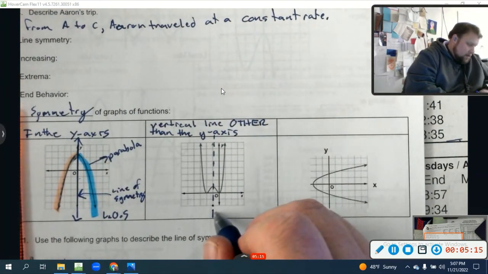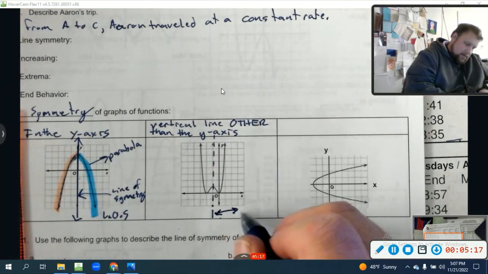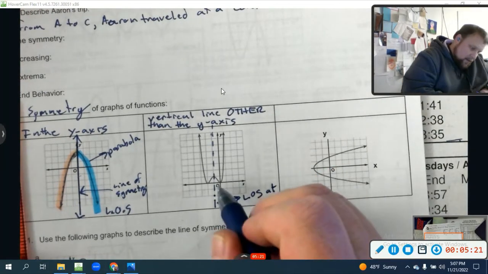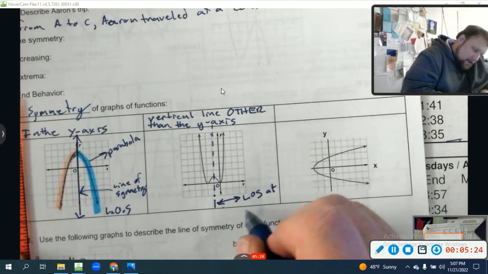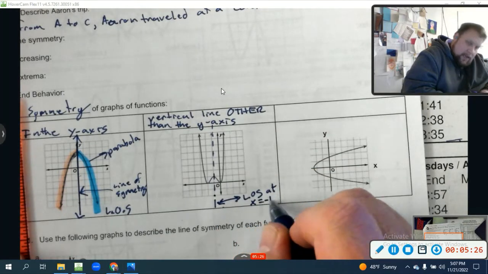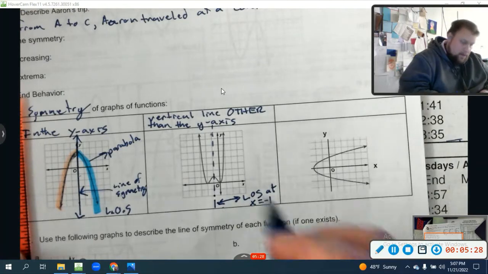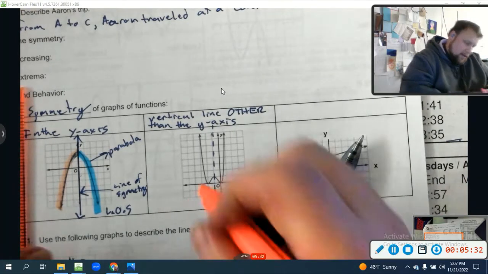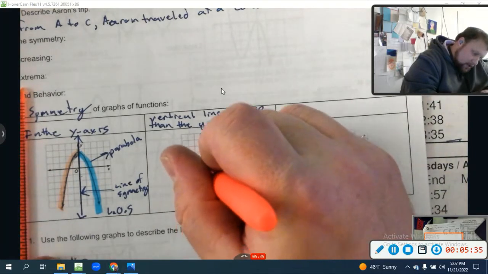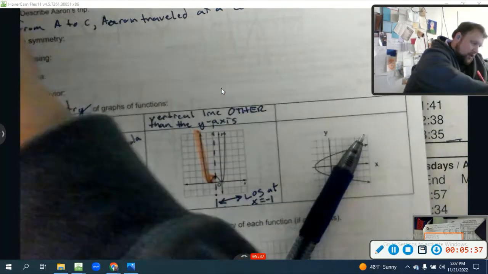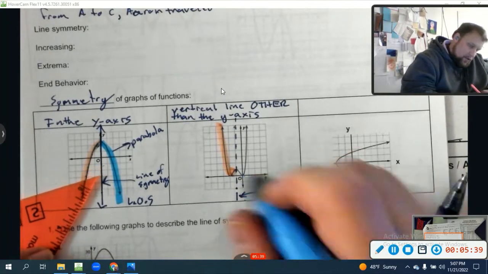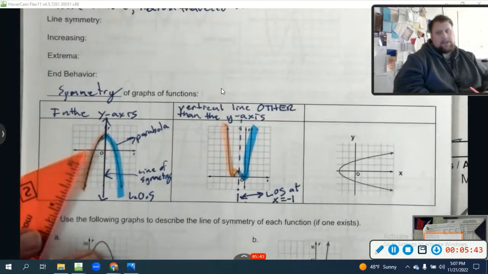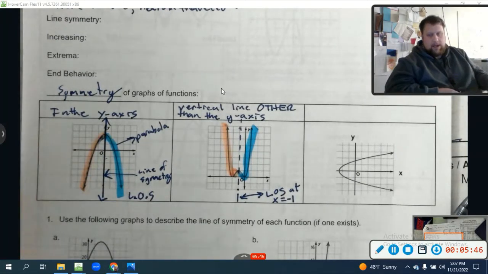So again, this is my LOS, and it's at, what is that x value right there? That's x equals -1, okay? Because we see it's just 1 back from the y-axis. But again, let me highlight it so you can see it a little easier. This would fold exactly over onto itself right here, okay? Those halves are identical, they're symmetry.